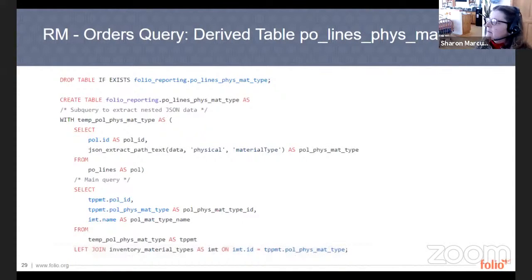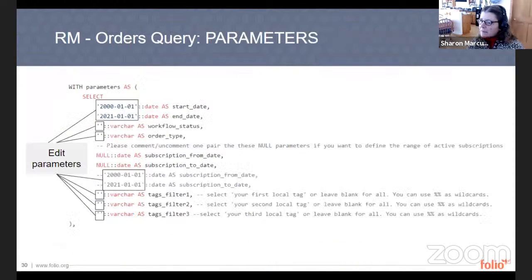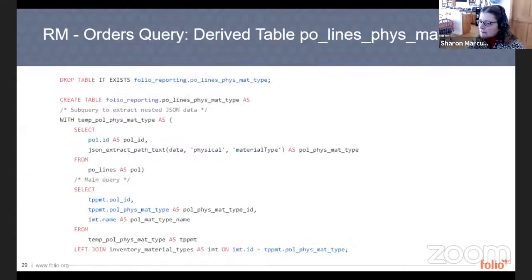Okay, so just taking a closer look at the derived table for PO lines physical material type. You can see here that this is creating the derived table. We're basically going to be pointing to that table from inside the orders query.